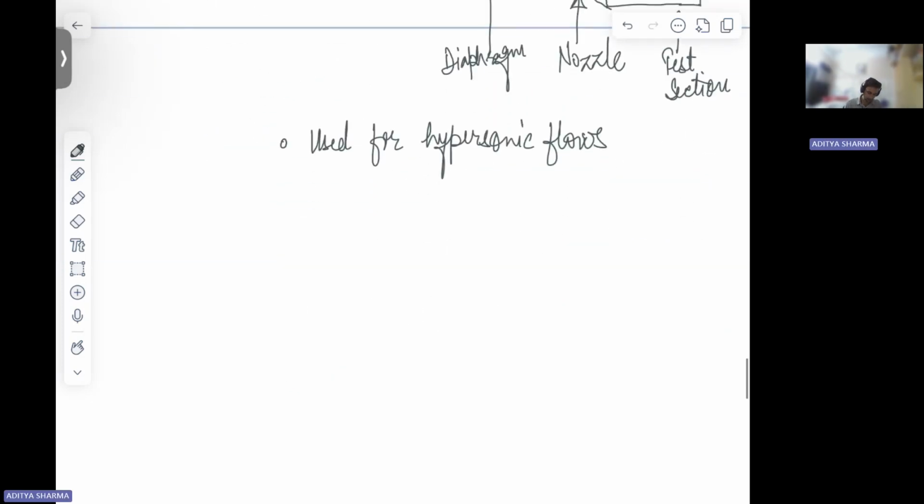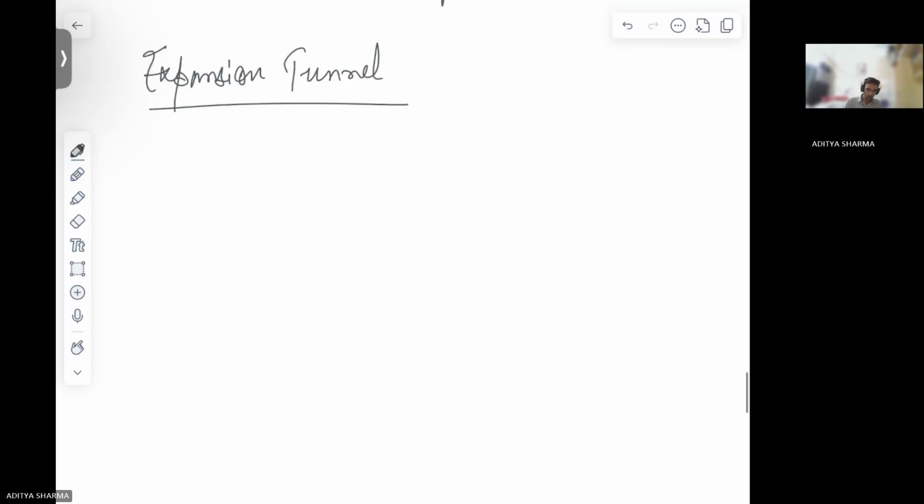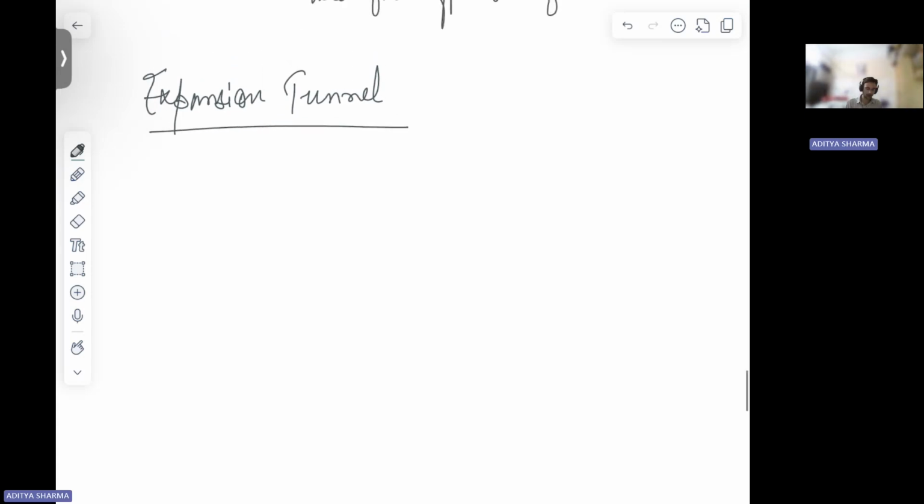Then we have expansion tunnel. So let's draw the schematic of expansion tunnel.